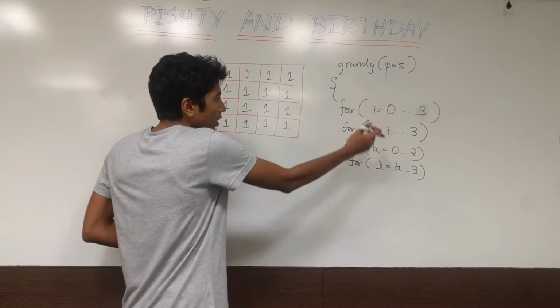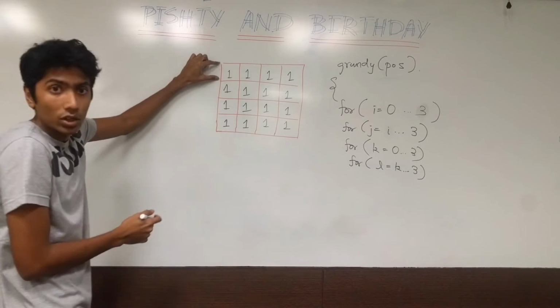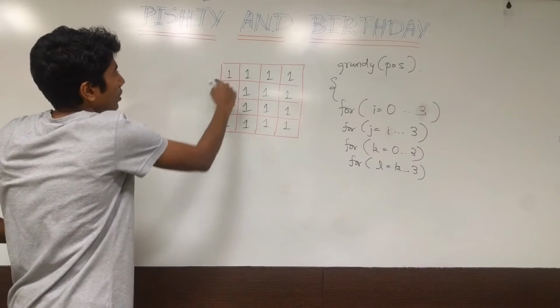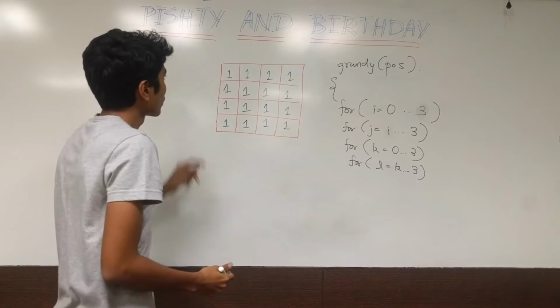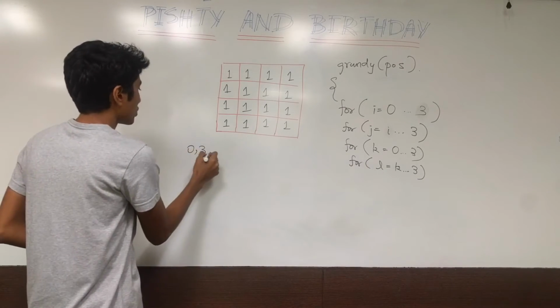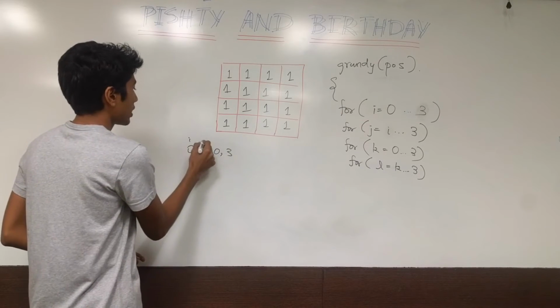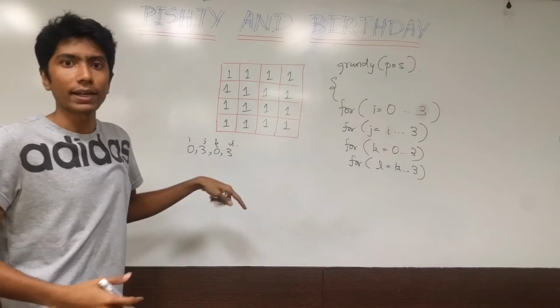So for example, if i, j, k and l all are 0, then you have this cell over here: 0, 0 starting and ending row, 0, 0 starting and ending column. On the other hand, if you had 0, 3, 0, 3 as i, j, k and l, that would represent the entire matrix, the whole rectangle.